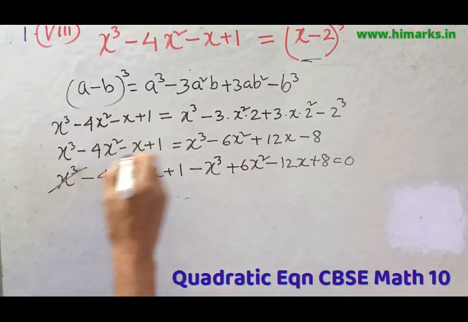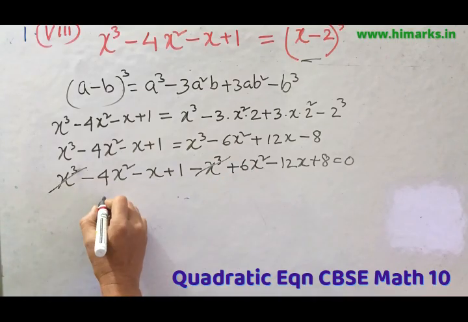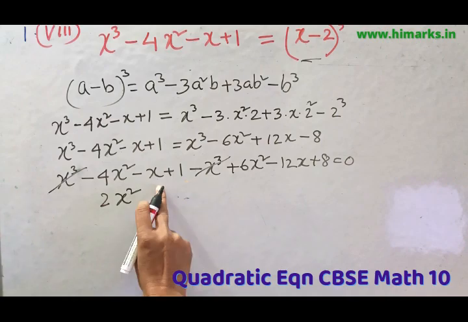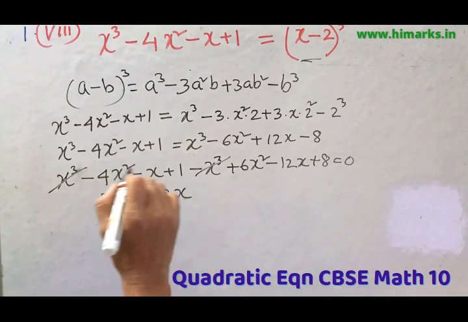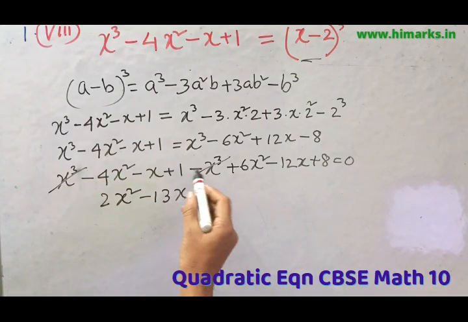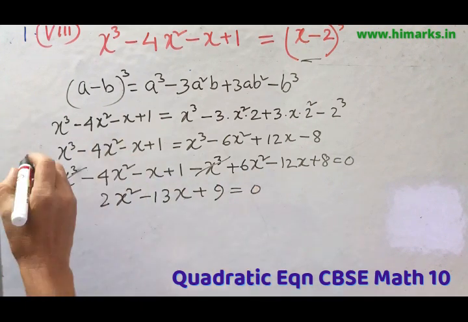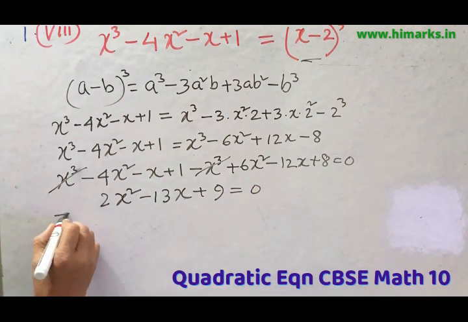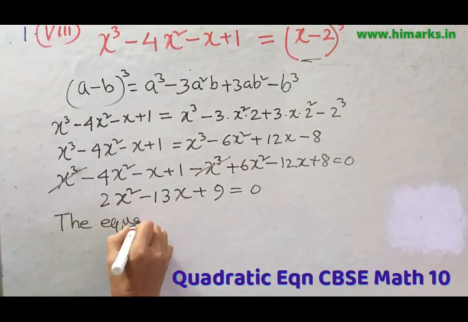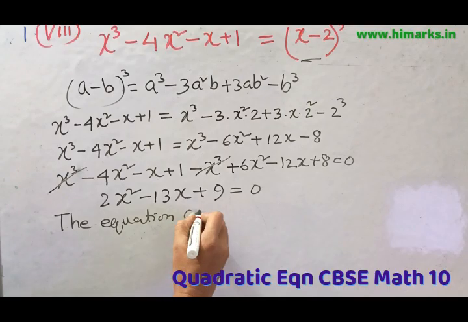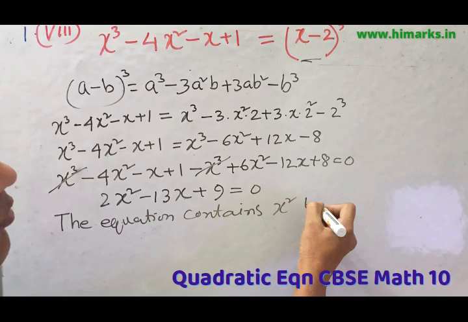So x cube and x cube is cancelled, minus 4x square and plus 6x, so it is a 2x square remains from here, and minus x and minus 12x, 13x, plus 8 and 1 is plus 9 equal to 0. So to write the equation, because x square term is there, the equation contains x square term.